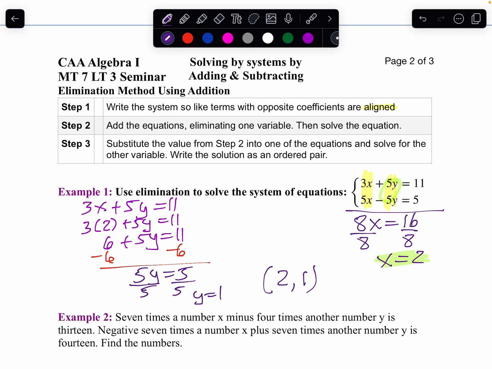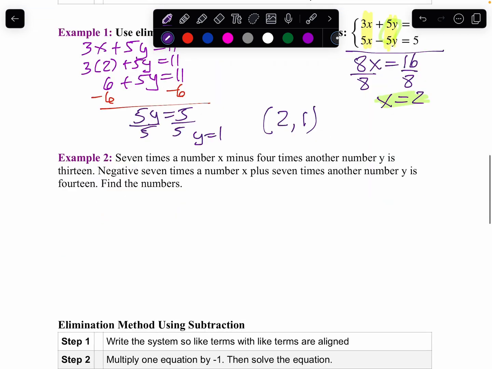And then let's take a look at example 2. Example 2 is more of a word problem, well, a number problem, really. So what we're going to do is write down what we see. 7 times x, so I'm going to say 7x, minus 4 times y, so minus 4y, is 13. Second sentence, negative 7x plus 7y is 14. Well, let's add them up.